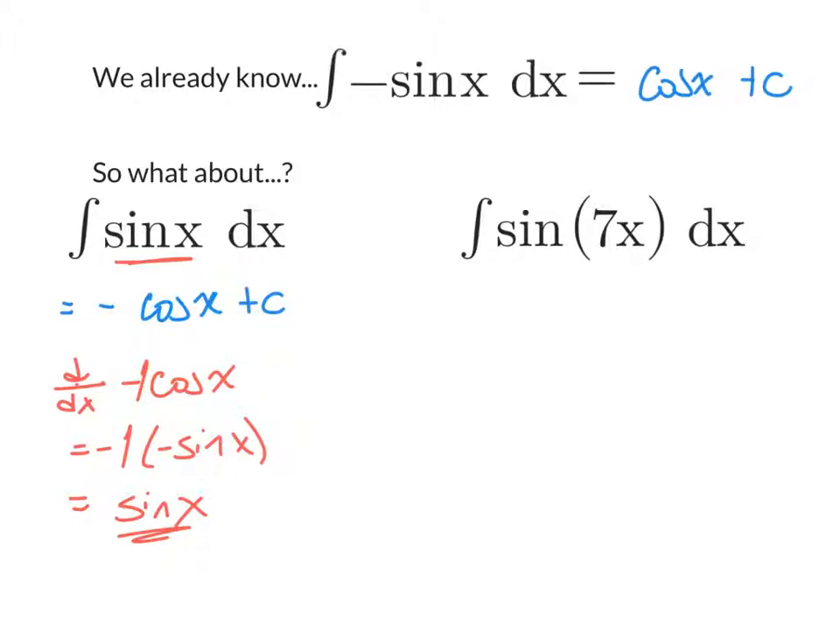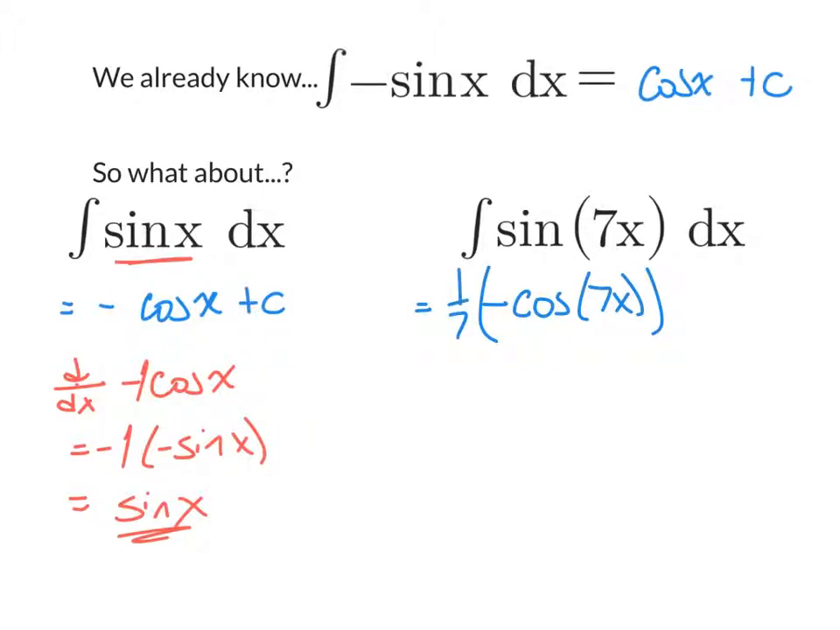So when we're trying to find the integral of sine of 7x, just kind of deal with each piece. The integral of sine should be negative cosine of that 7x. And I think that in order to deal with that 7x as a chain rule, I'm going to have to take all of this and multiply it by 1/7.